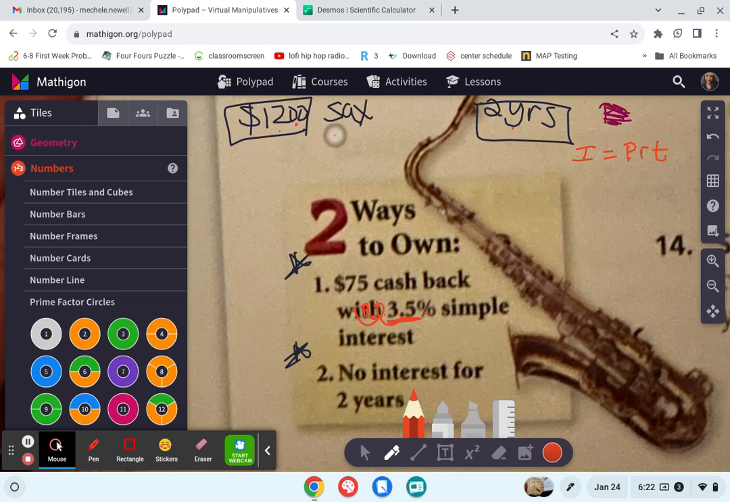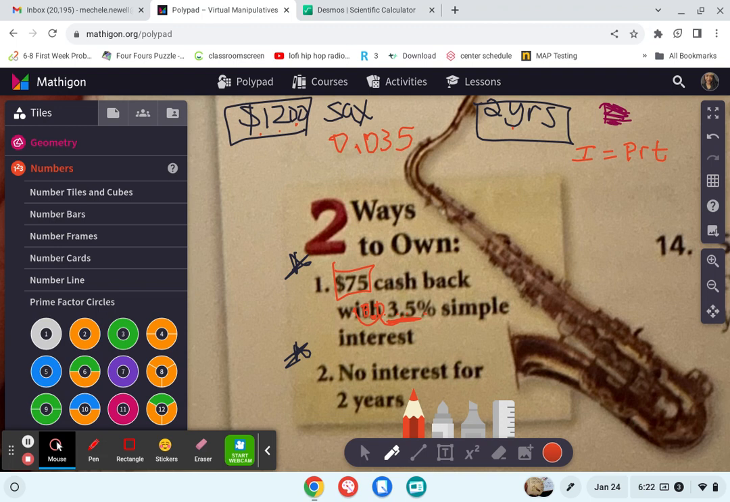That's your new rate. And it's not really new. You're just converting it from a percent to a decimal. You're going to need to find out what that amount would be. And you get $75 cash back. So you get to add a total of $75 once you multiply the P, the principal, times the R, the rate, times the 2 years. Whatever that product is, you're going to add $75 to it.